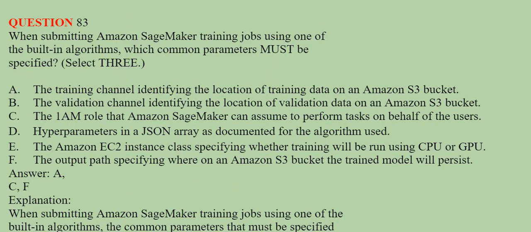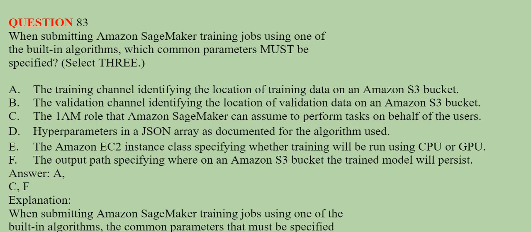Question: When submitting Amazon SageMaker training jobs using one of the built-in algorithms, which common parameters must be specified? Select three options. Option A: The training channel identifying the location of training data on an Amazon S3 bucket.